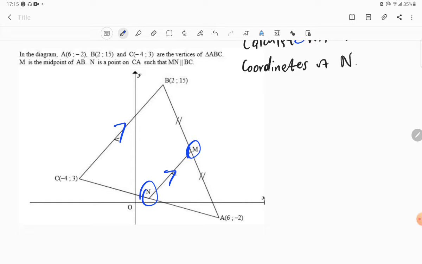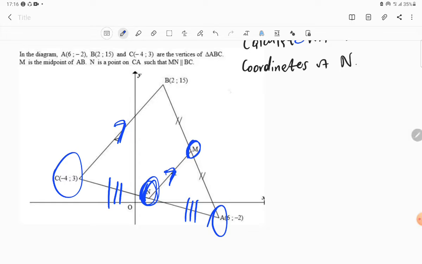We just need to remember the midpoint theorem: if one line bisects one side of a triangle and is parallel to the other side, it has to bisect the third side as well. So this side is also being bisected. That means N is also the midpoint of CA. This is the converse of the midpoint theorem.